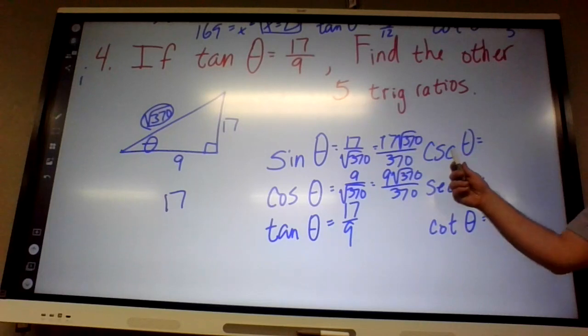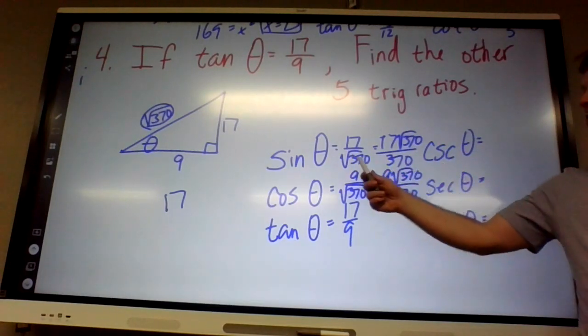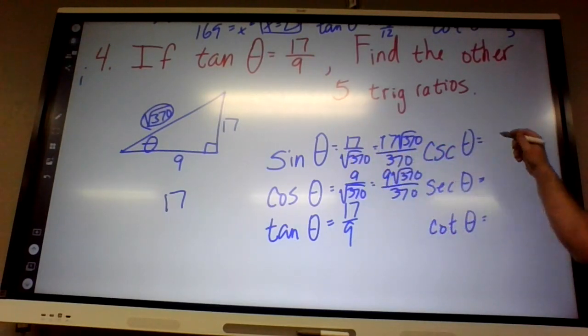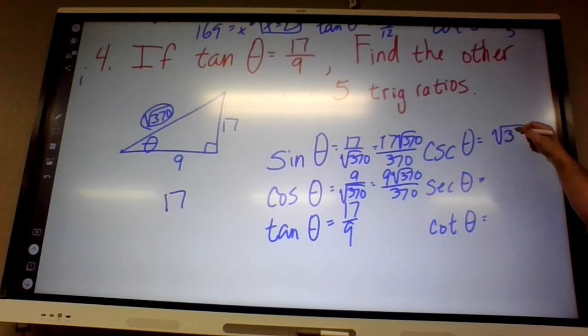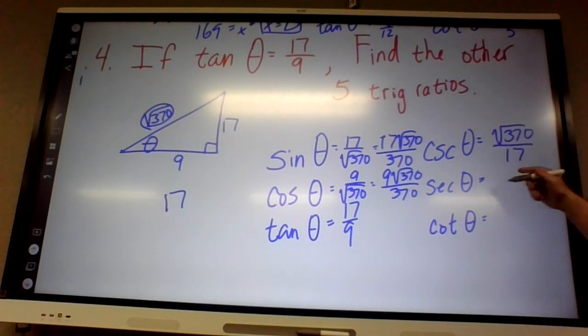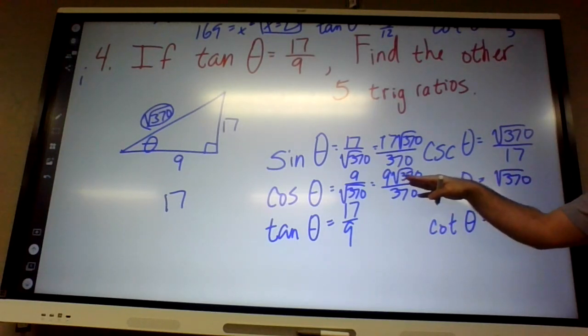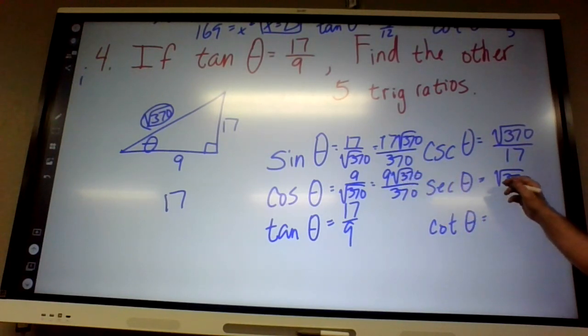Okay, so if I go to cosecant, I just flip this upside down. The first one is the one we really need to flip. Secant flips that upside down. Flip the second one. But it would just need to be cleaned up. If you plugged it in your calculator, it would clean it up for you.